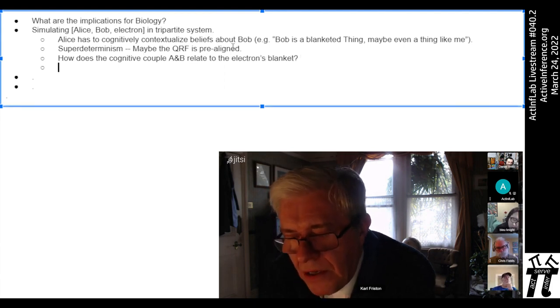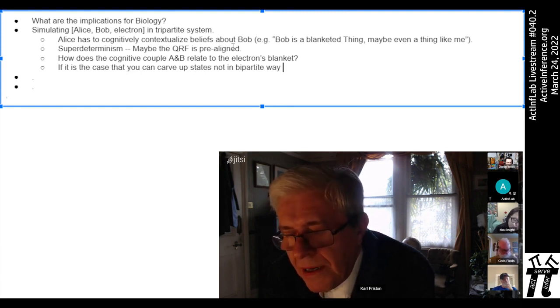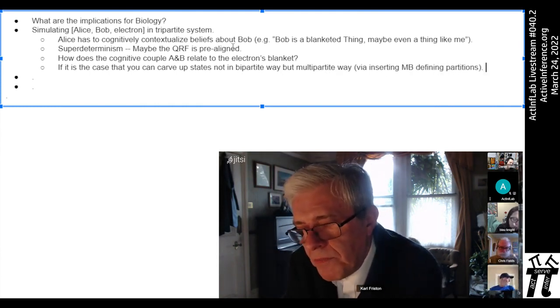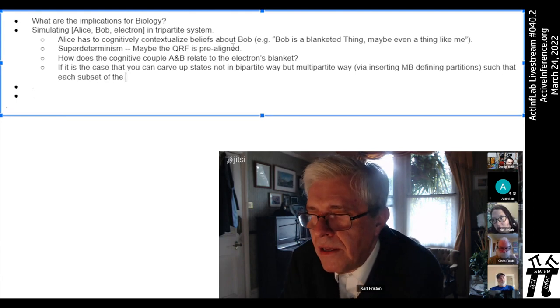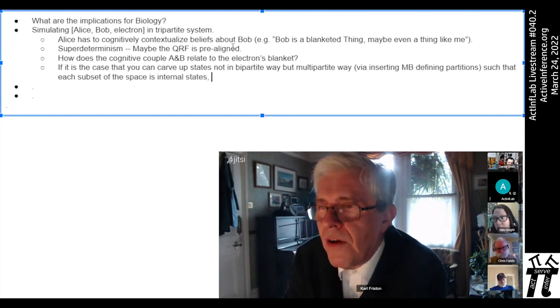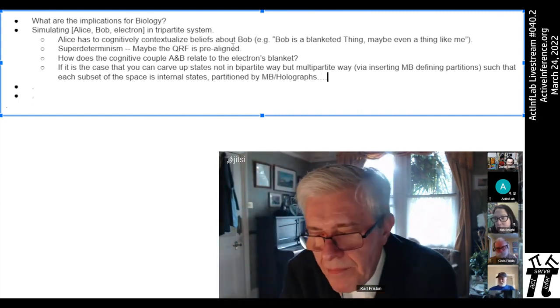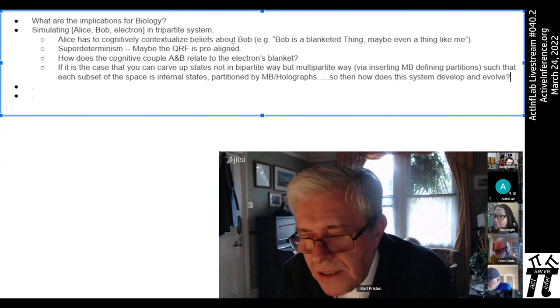If it's the case that you can basically carve up a bunch of states, not in a bipartite way, but in a multipartite way, and that carving is by inserting Markov blankets to define the partition, and that every, if you like, subset of that space now becomes internal to its own Markov blanket, so there are now no external states. All we have in play now are a set of internal states, each equipped with their holographic screen or Markov blanket states that are exchanging with other internal states. Then there's some really interesting questions about how that system will evolve. From the point of view of the discussion we've been having, it's going to evolve under the principle of unitarity to entanglement.